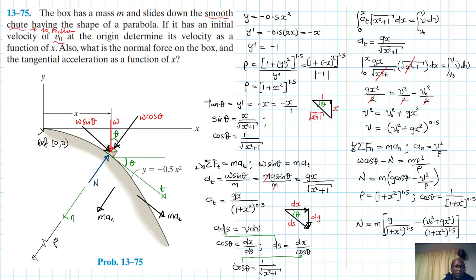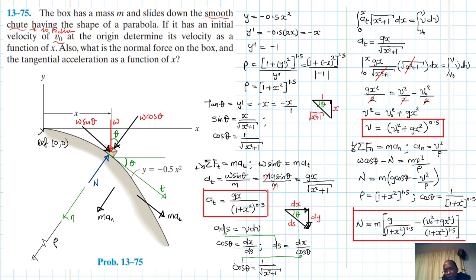Okay, I guess we are done. Let me just outline the solutions. So I have my acceleration there, and this acceleration is in terms of x, and then we do have my velocity also. It is in terms of x. Okay, and we do have the normal force, and it is in terms of x. Alright, I guess this is really about it.